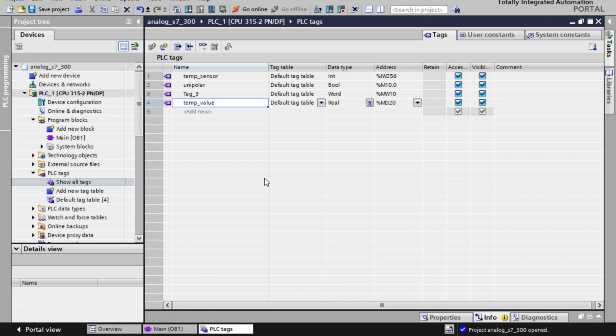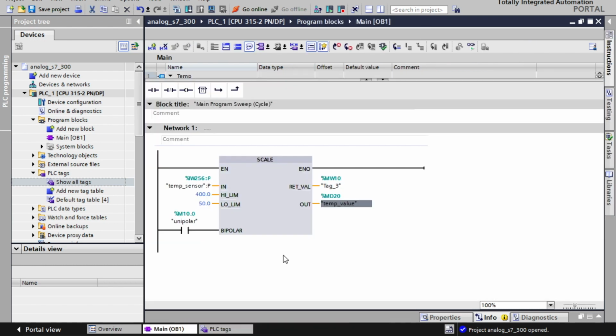So take a look at the PLC tag table. We have a temperature sensor, which is the analog input. It is attached to address word 256, so this is IW, input word 256. Then we have unipolar. We use memory 10.0. As 10.0 is set as 0, which is low, it becomes unipolar. We also have the temperature value as the output. MD stands for memory double word, address 20. So now we are ready to simulate our programming.